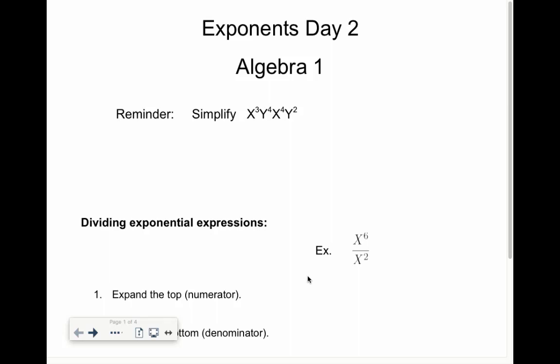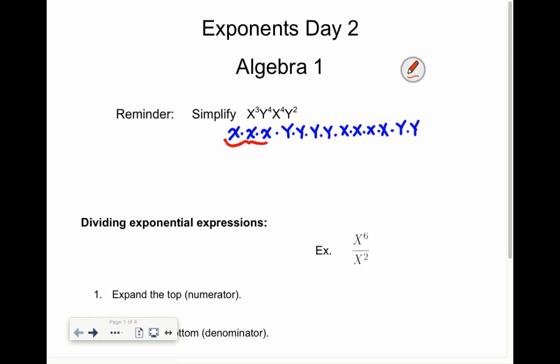In this video, you're going to learn the next step to simplifying exponents. So I have here just a reminder. How do we simplify x cubed y to the fourth x to the fourth y squared? Remember, we go ahead and expand that out. So we're going to write that as x times x times x, and then y 4 times, because it's y to the fourth, and then x 4 times, and then y 2 times. And then we're going to combine the like terms.